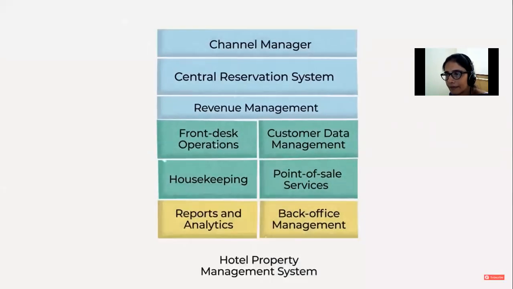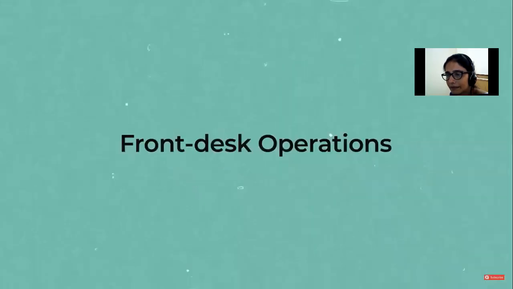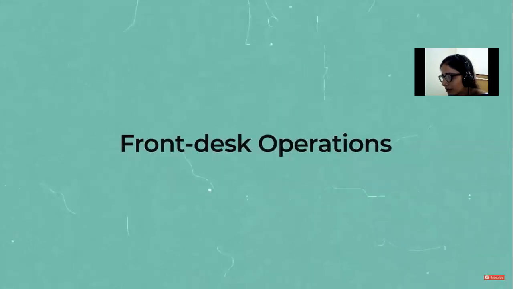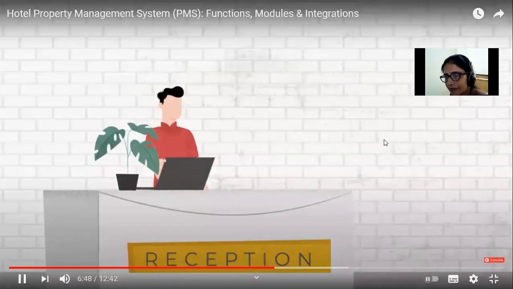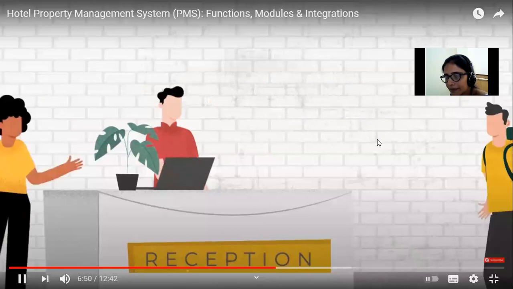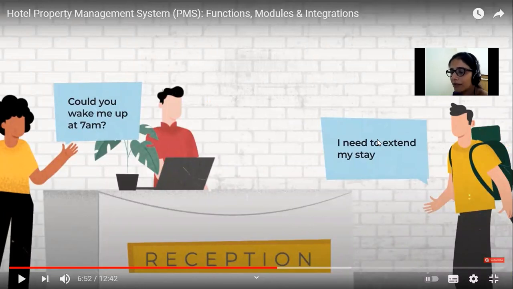And you want to make sure that this data arrives at a central reservation and a front desk. Front desk operations. Front desk managers are usually the first hotel employees that guests interact with upon arrival. These are also the people that customers reach out to with requests like, could you wake me up at 7 a.m.? I need to extend my stay.